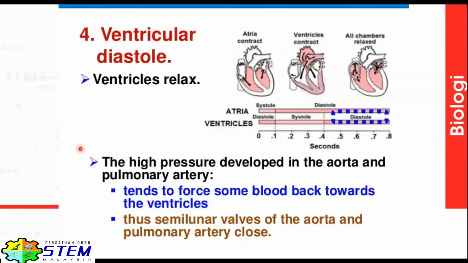And the fourth event, ventricular diastole, in which the ventricles relax. When the ventricles relax, the high pressure developed in the aorta and the pulmonary artery tends to force some blood back towards the ventricles. Thus, the semilunar valves of the aorta and pulmonary artery will close.